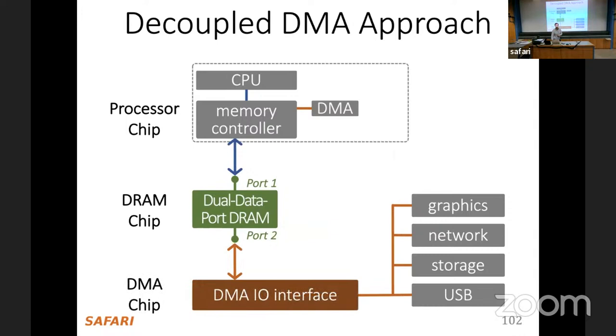So there needs to be some communication control, because what if you have a request coming from the CPU going to the same bank as this DMA? So you need to be careful. You need to have some synchronization between these things. If you have two ports, you always need to have some synchronization, but that's the idea.